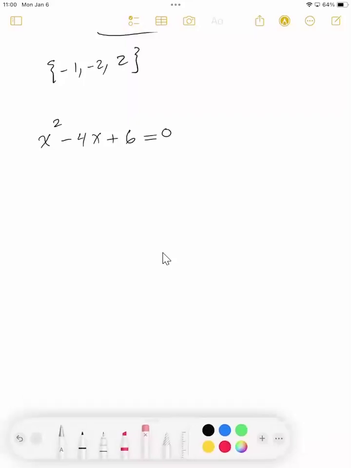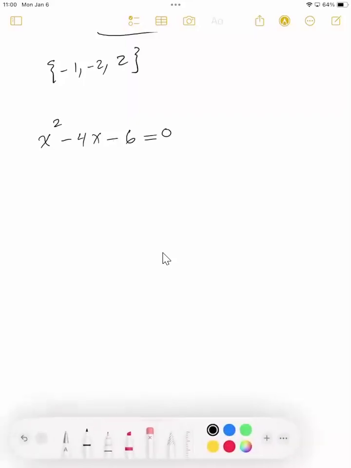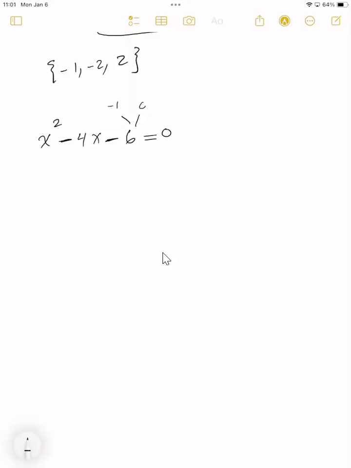For this problem, we try to factor, right? Because we have a trinomial. We want to look for factors of 6, -6, so that when I add them, I get -4. -1 times 6 is -6, but when I add them, I get +5. How about +1 and -6? If I multiply them, I get -6, but when I add them, -6 plus 1 is -5.